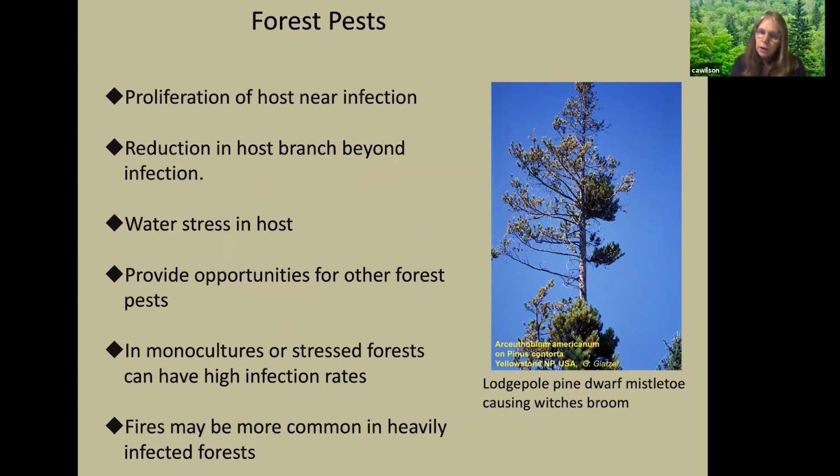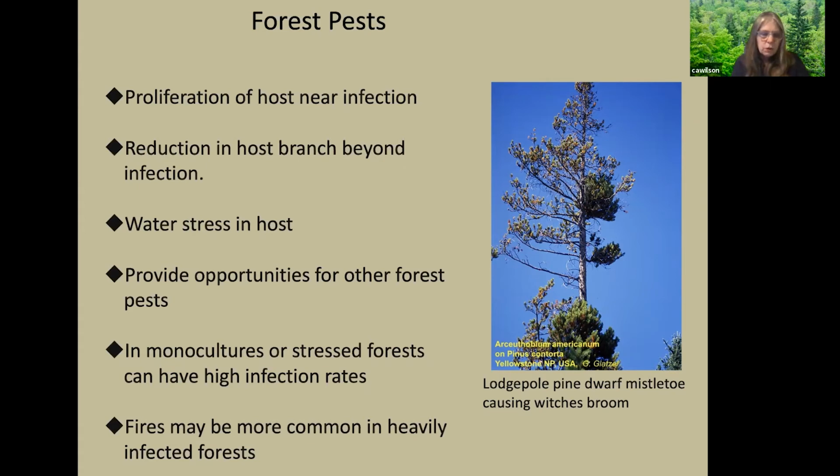So when it invades the bark of the mistletoe, other pests, fungi, and other insect pests can then enter and more easily infect the tree. And this production of brooms can cause a big host proliferation with rather weak branches lots of times. So it can facilitate, I would say, other forest pests. And in monocultures or stressed forests, they can have high infection rates.